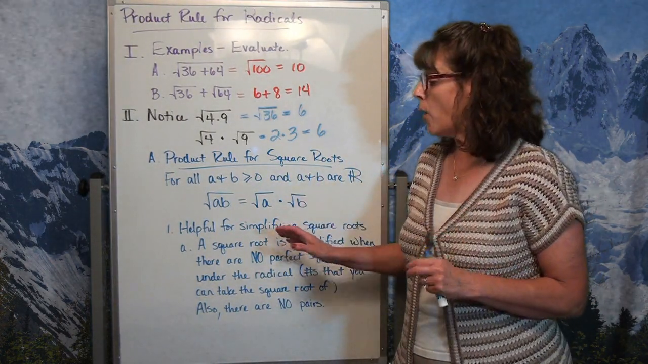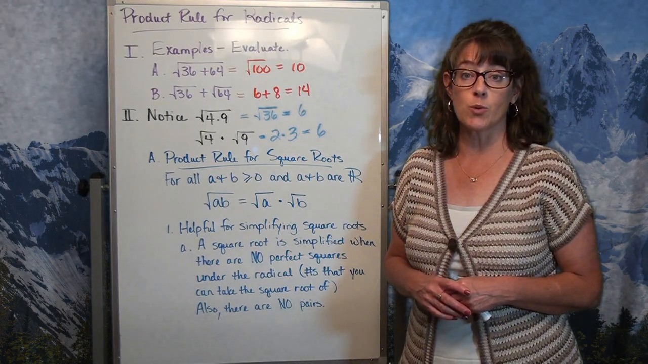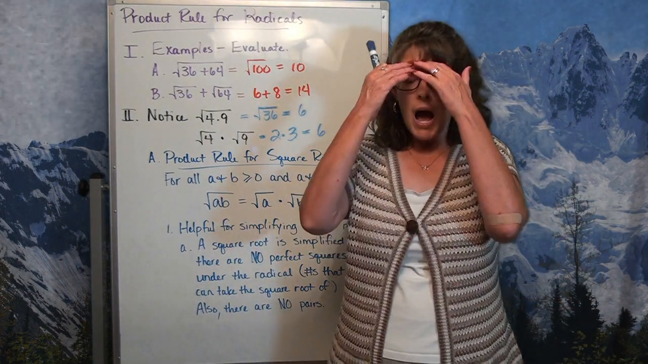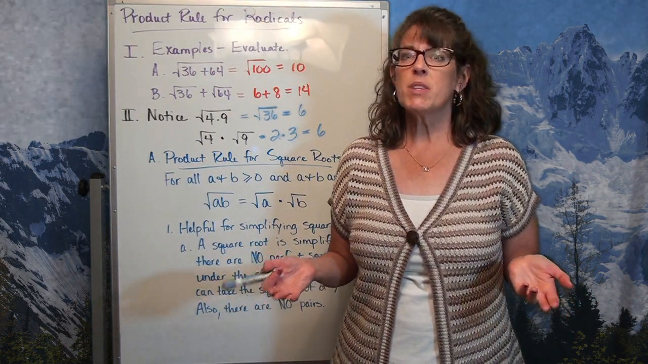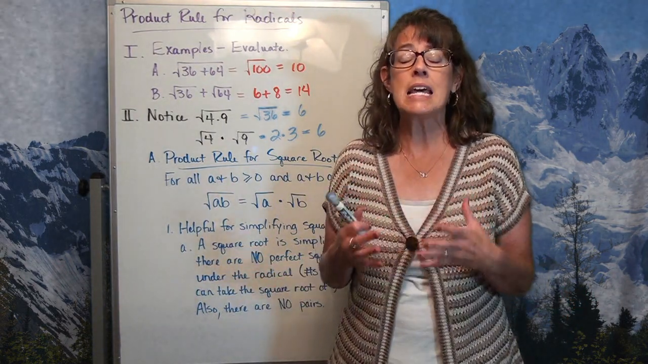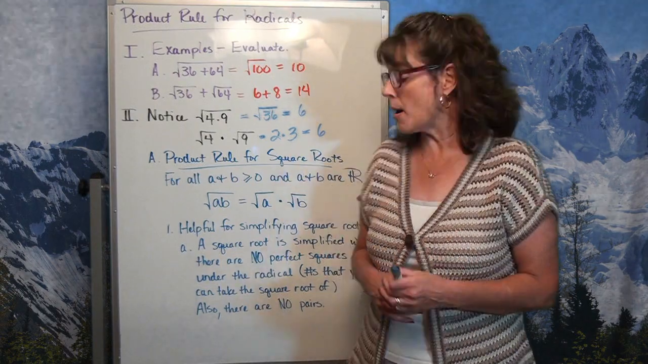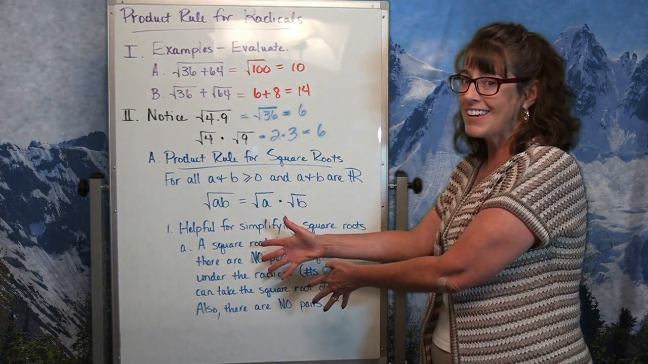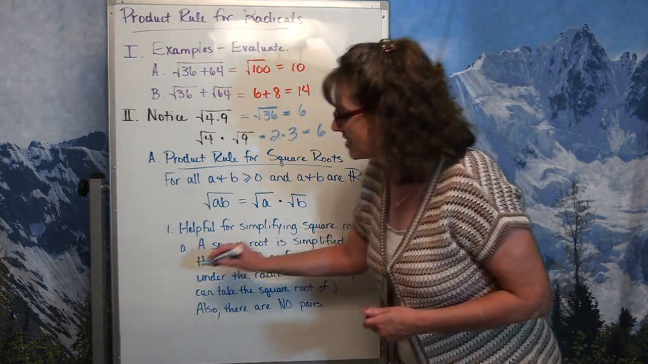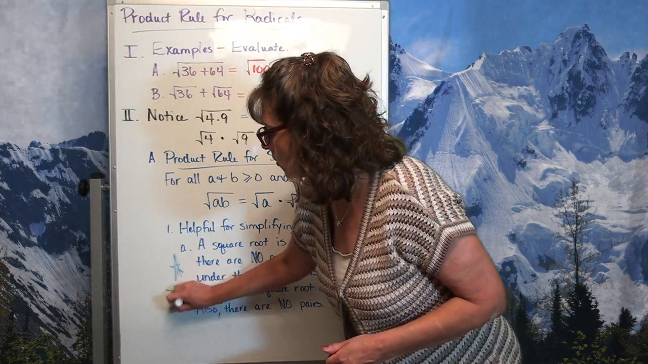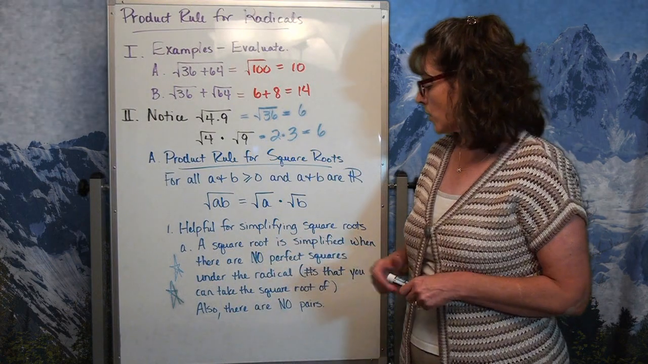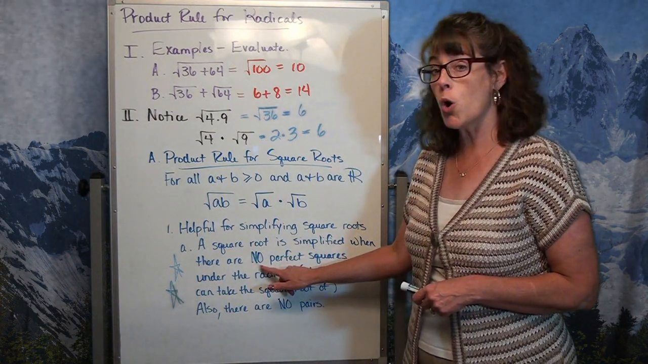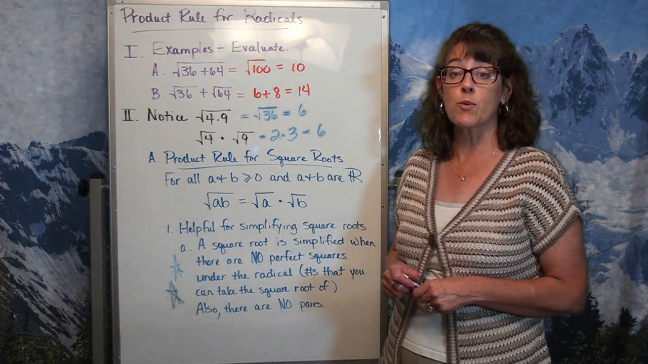This is so helpful for simplifying your radicals. And a lot of people will say, I thought I was done simplifying my radical, but then I was told I needed to go further, and I never know when I can stop. Folks, ta-da! Here it is. This is how you're going to know that you are done simplifying your radicals, right here. A square root is simplified when there are no perfect squares underneath the radical.